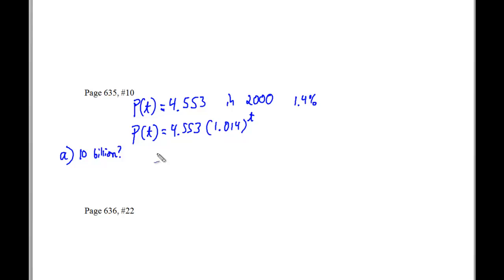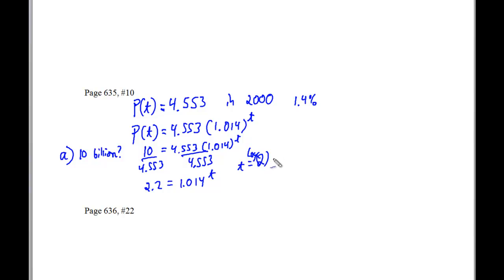So what we're going to do is put 10 in for my answer here, 4.553, and we're going to multiply that by 1.014 to the t power. Divide both sides by 4.553. Again, this is the same pattern that we've been doing for all the previous problems here. So we get 2.2 equals 1.014 raised to the t power. Using my change of base formula, we can find out what year this is going to happen by going log or common log of 2.2.